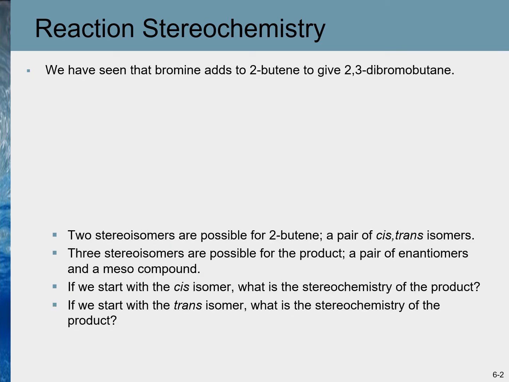Let's try to understand the stereochemistry of a reaction product when we start with a reactant which is achiral and the product does have chiral centers. For example, we saw that the reaction of bromine with 2-butene gives us 2,3-dibromobutane. So let's write the reaction.